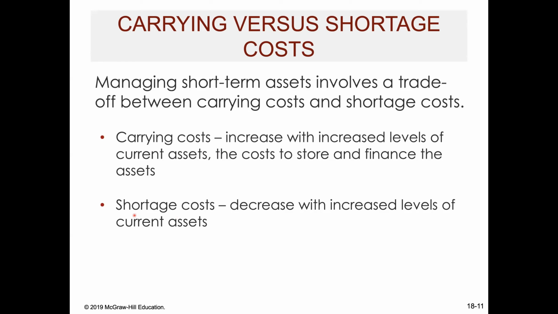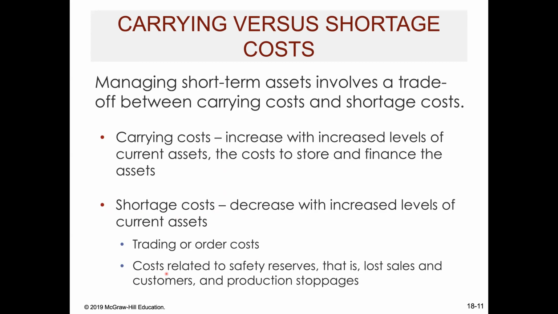Shortage cost is on the other side, decreasing with increased levels of current asset. A shortage cost would be if we don't have the inventory in stock, and we get an order, well, we can't fill it. And so there's a cost there. We may lose the order. Trading or order costs, costs related to safety reserves, that is lost sales and customers and production stoppages. If you don't have inventory and you're running a manufacturing facility, you have to shut down your manufacturing facility because you don't have any inventory.